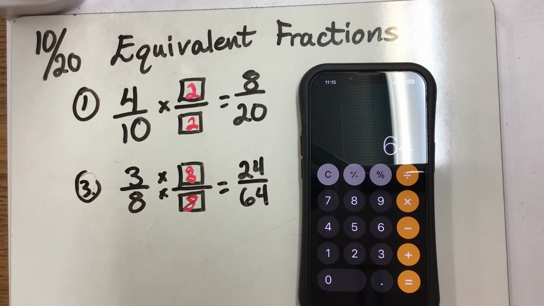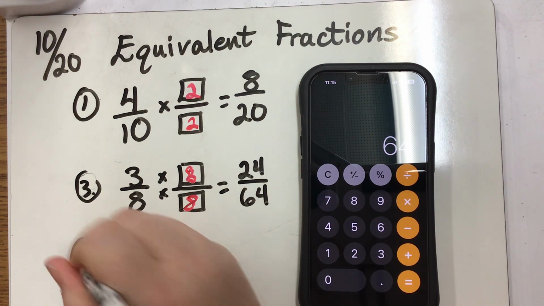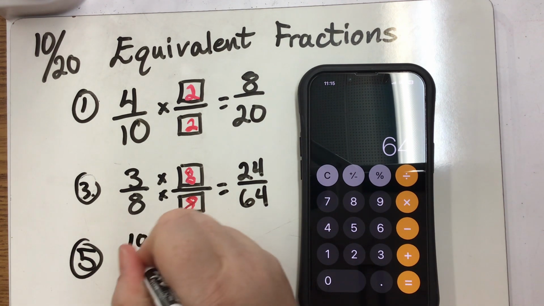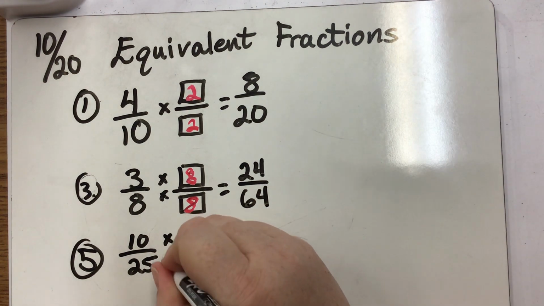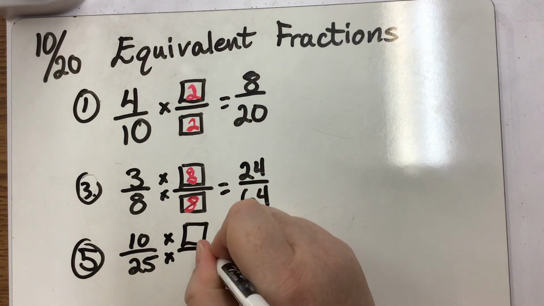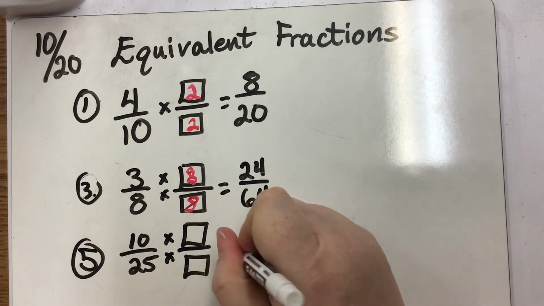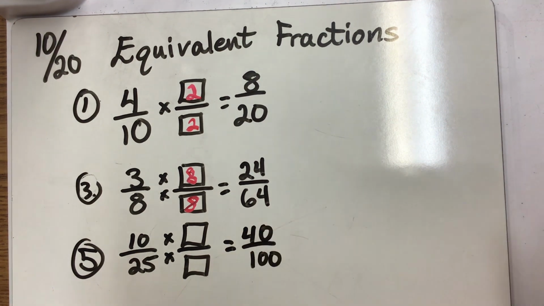Okay, let's do one more. Let's see, calculator or chart? Let's do a calculator. I like calculators. Okay, let's see, let's do number 5. Since apparently I'm just going down the stack. I have 10 over 25, so 10 25ths times something over something, yes, I know the bell's going to ring, equals 40 over 100.